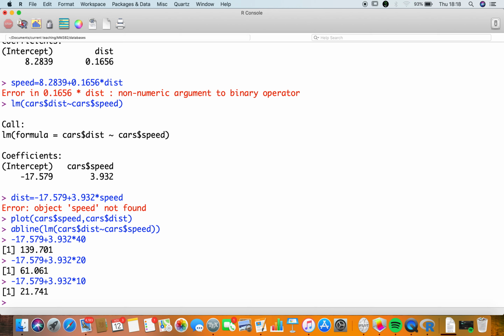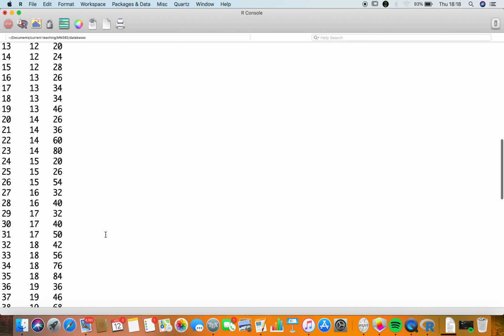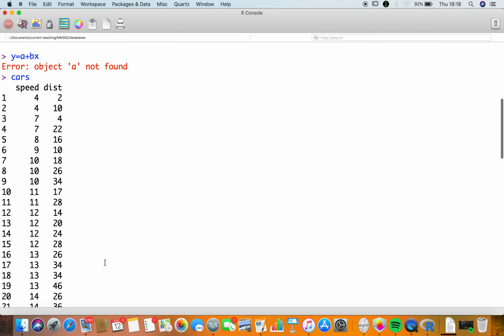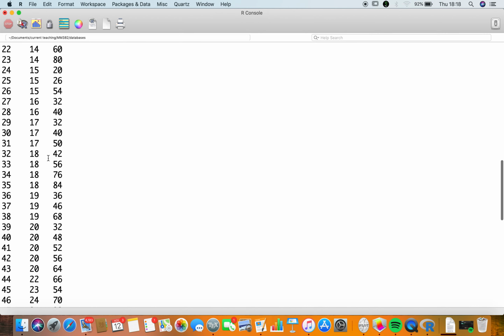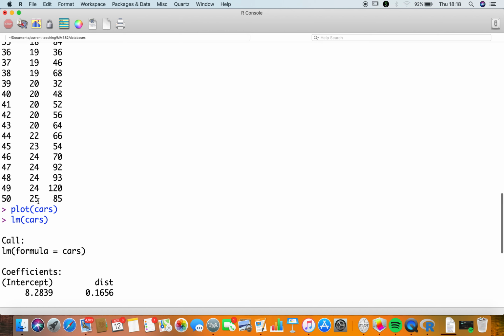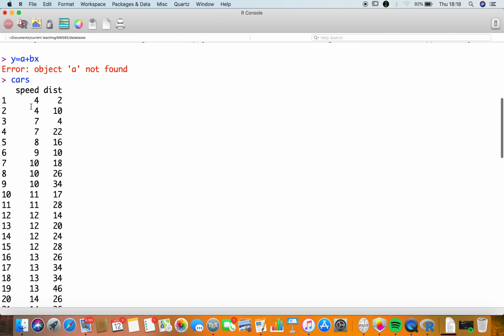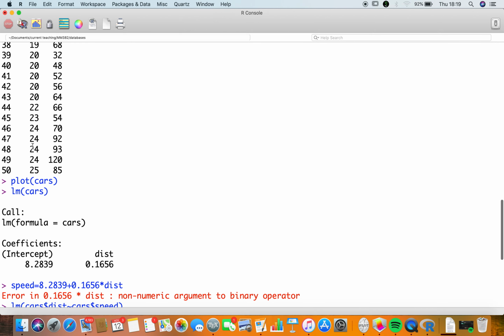This is a very, very important part of regression. People misuse regression. Now, the reason why I started with 40 here and then went to 20 and 10 is that if you go back to the original data, folks, and you look at the speed, you see that the speed of the data that you're given goes from 4 up to 25. So the range of speed for which your regression formula is appropriate and can be used is between 4 and 25.